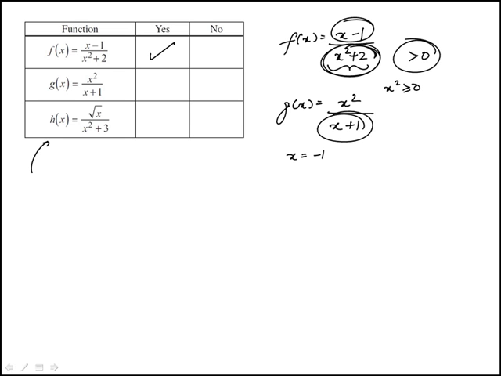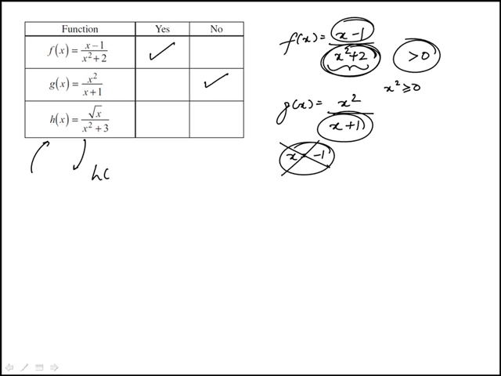be 0 if x is minus 1. So x equal to minus 1 has to be excluded from the domain. The function is not defined. So here the domain doesn't consist of the set of all real numbers. So the answer here would be no.